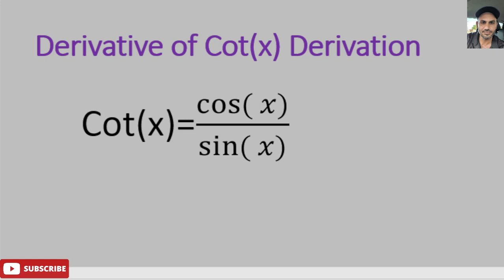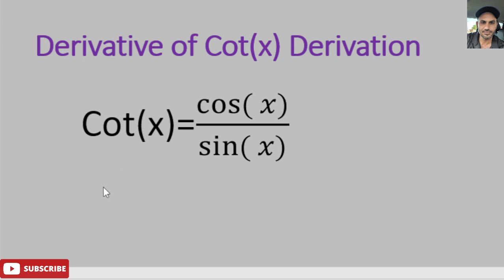Hello, welcome everyone. In this video, I'm going to derive the derivative of cotangent of x using the derivatives of cosine of x and sine of x. So we know that the cotangent of x is the ratio of cosine of x over sine of x. And we're going to use this relationship and the derivatives of cosine of x and sine of x to derive the derivative of cotangent of x.